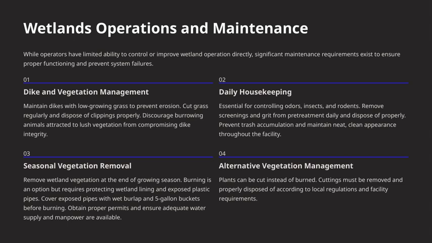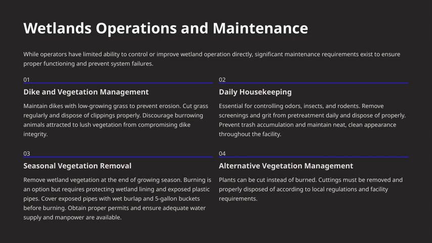Moving on to seasonal vegetation removal. At the end of the growing season, we need to remove excess wetland vegetation. Burning can be an option, but it requires careful precautions. We must protect the wetland lining and any exposed plastic pipes by covering them with wet burlap and buckets before burning. It's also important to obtain the necessary permits, ensure there's enough water supply, and have adequate manpower ready.